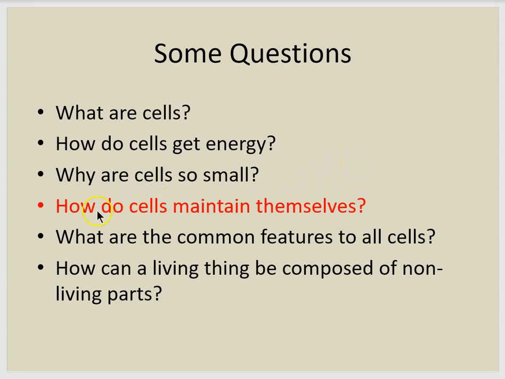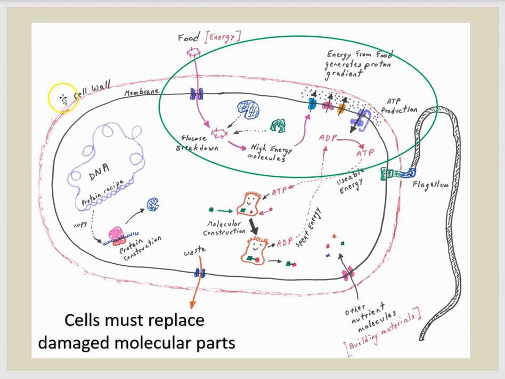In this lesson, we'll address the question, how do cells maintain themselves? Now, in previous lessons, we learned that cells must get energy from their environment. In this scene, we have an energy molecule in the form of glucose being imported into the cell, and a team of proteins will begin to break the chemical bonds of glucose, releasing energy.